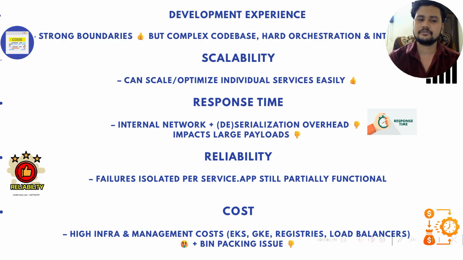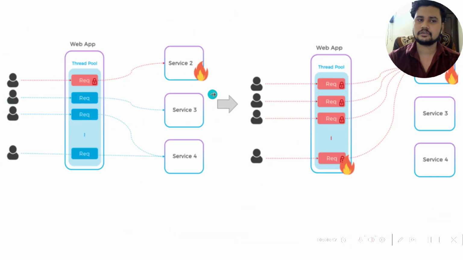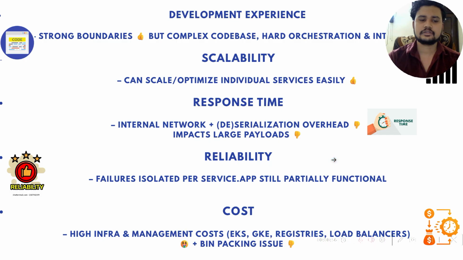Next one is reliability. Failure is isolated per service, and apps are still partially functional. As I mentioned, even if one service goes down, other services will be available. That's the advantage. Now the cost will be higher. Why? Because when you want to run a cluster like EKS or Red Hat OpenShift, you need a master node, infra node, and worker node. So the cost for running this kind of architecture will involve additional charges, because we are getting some benefits from it. So that's why the cost is high.